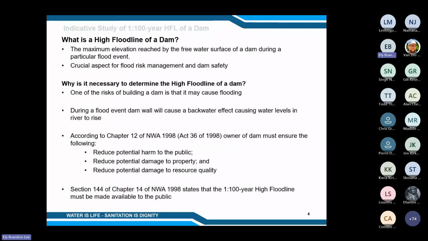Section 144 of Chapter 14 of the National Water Act also states that the 1 in 100-year high flood line of a dam must be indicated on plan drawings and made available to the public. Since the Department of Water and Sanitation is the custodian of most of the dams in South Africa, we are obligated to adhere to these regulations as stated in the National Water Act.